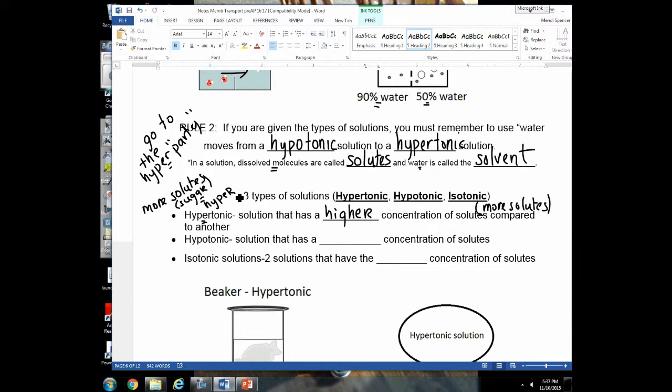So by default, the solution that has a lower concentration of solutes is going to be the hypotonic solution. And anytime we have 2 solutions that have the same concentration of solutes, then we say those 2 solutions are isotonic. You probably know what that prefix means because in geometry you probably learned what an isosceles triangle is. And that was a triangle that has 2 equal sides. So when we see that prefix iso, we're talking about something that's going to be equal, or two things that are going to be equal.